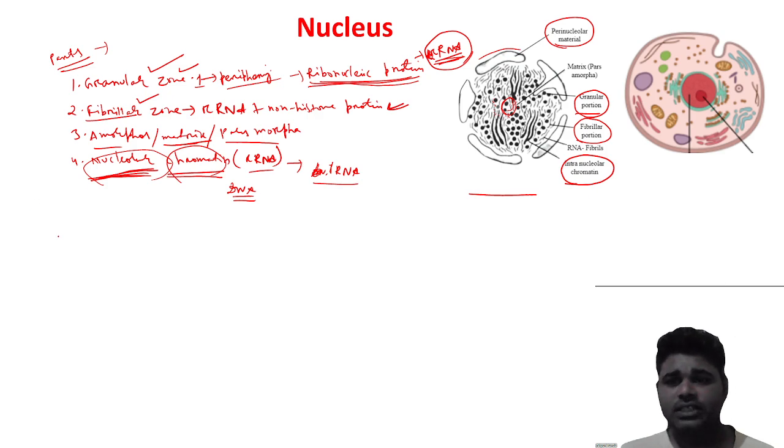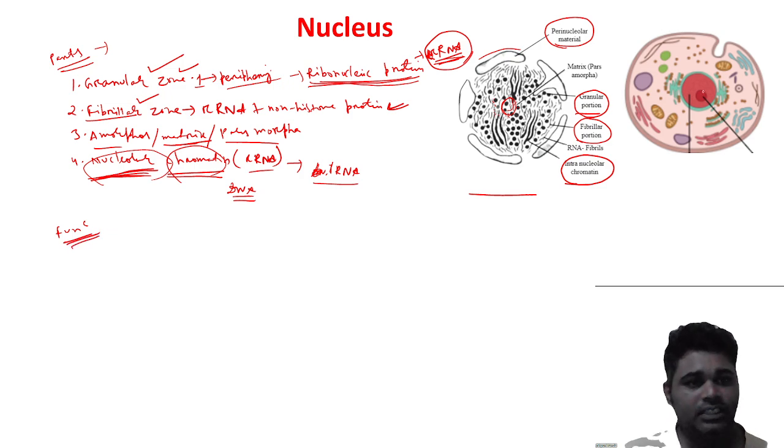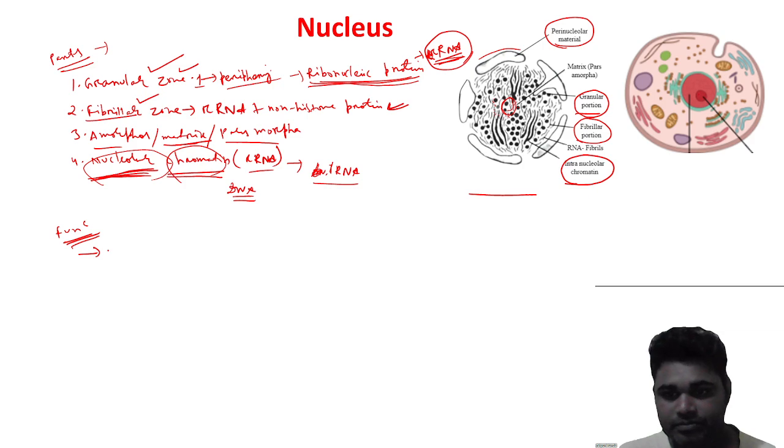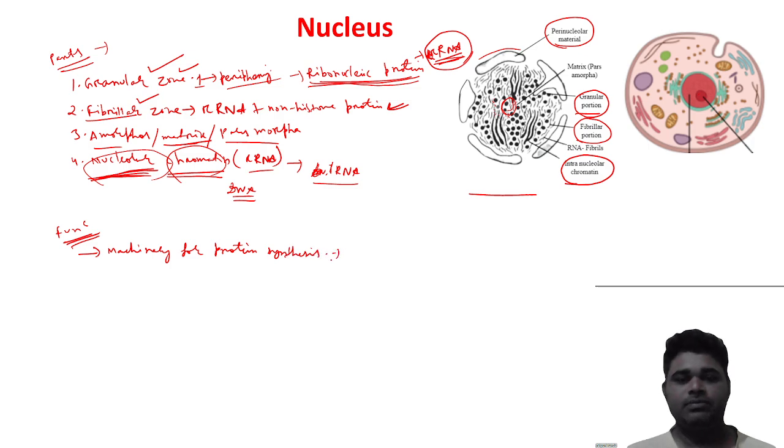Okay. So now what is the function of the nucleolus? If the nucleolus is present, what is its main function? The main function of the nucleolus is that it provides machinery for protein synthesis. How? For protein, transcription is required, and then translation is also required.